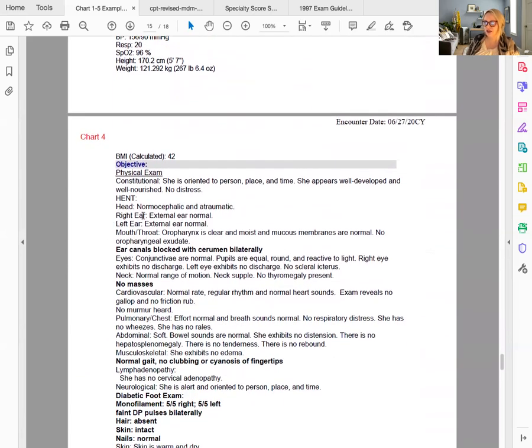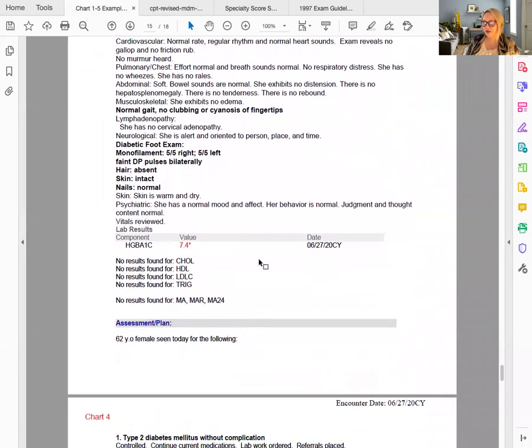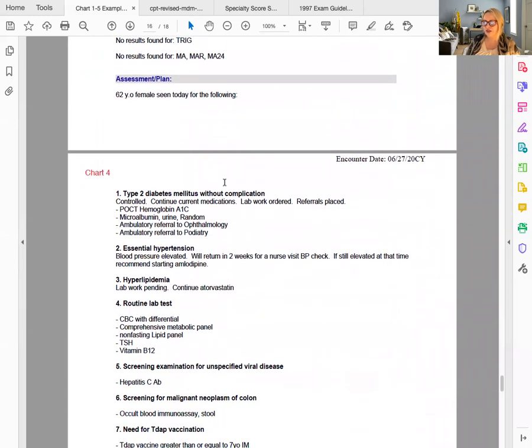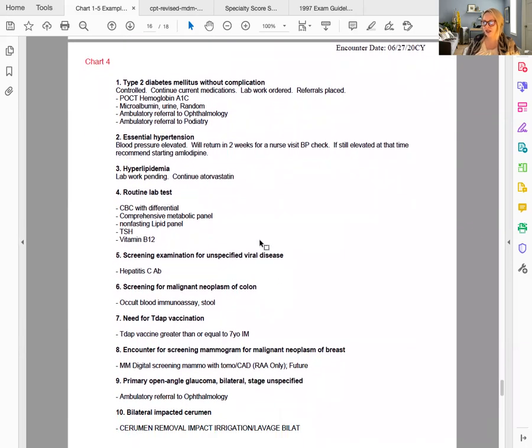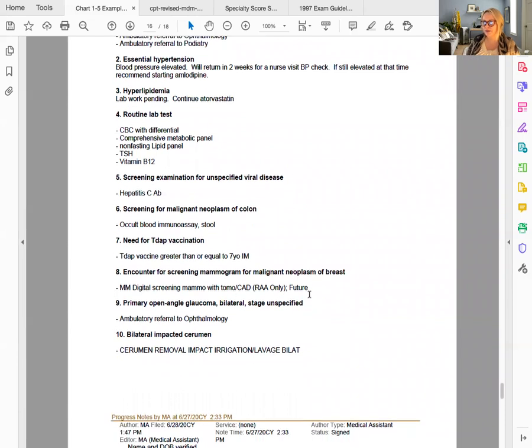There's also some notes here in the exam, such as the ear canals being blocked with cerumen, which supports the procedure that the nurse did to clear out the ear canal. They did pull in some lab results and put in their assessment here, along with several labs to be ordered. And you'll see also routine lab screenings. In fact, they've done so many screenings on this, I would question if this was intended as a physical because of the amount of screenings done during this visit.